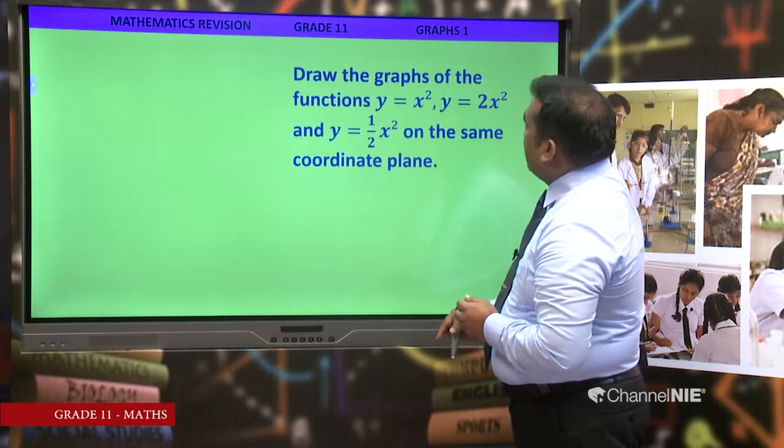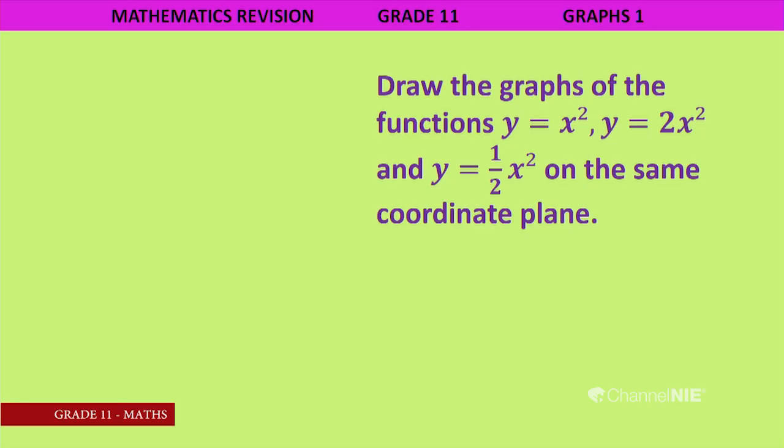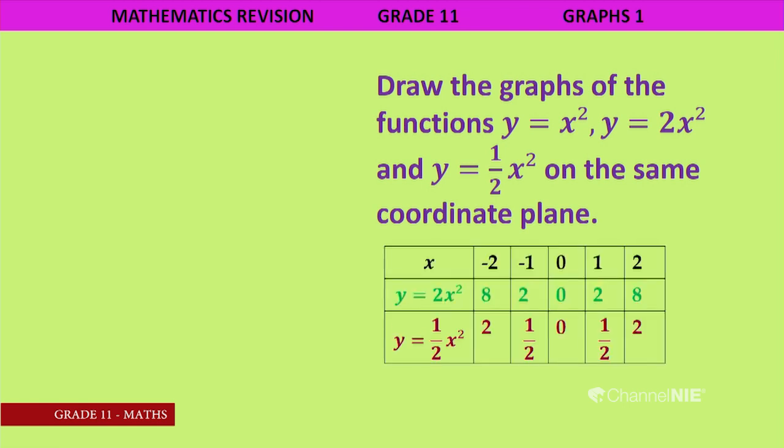Draw the graph of the function y equals x squared, y equals 2x squared and y equals half x squared on the same coordinate plane. You can consider x coordinates as -3 to +3. Using those values you can find out the y coordinates. Here y equals 8 when x equals -2, 2 when x equals -1, 0 when x equals 0, 2 when x equals 1, 8 when x equals 2. Here half x squared, after dividing by 2, you have 2, half, 0, half, 2.